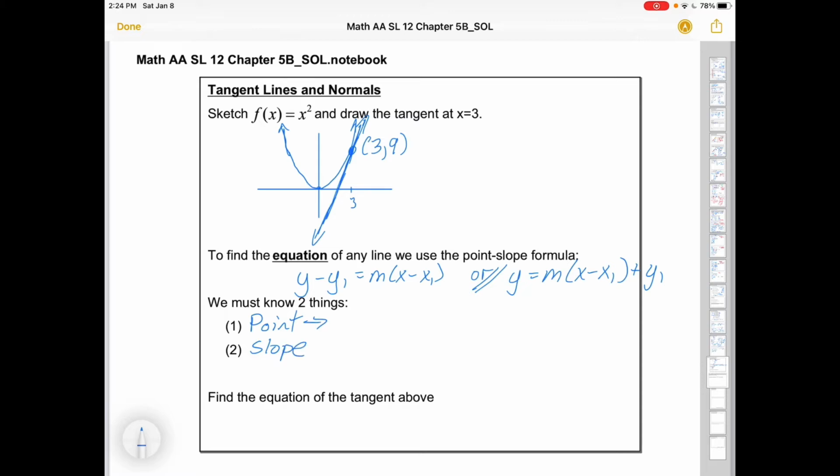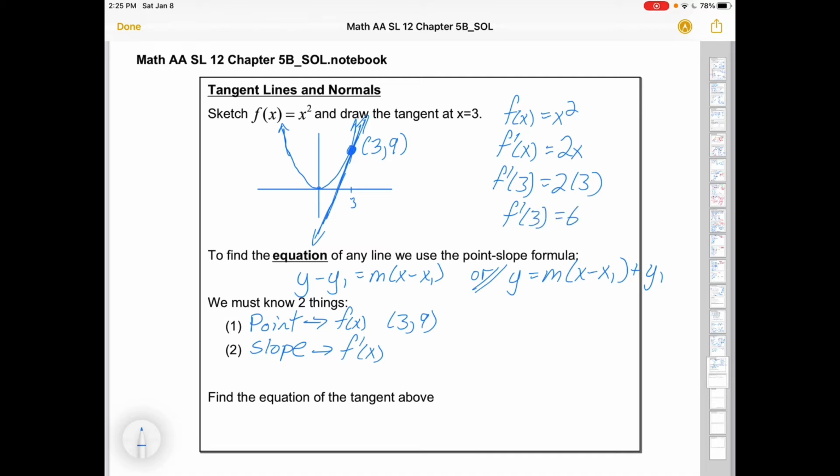So to find the point, we're going to use f of x to figure out the y value. To find the slope, we're going to use f prime of x, because that gives you slope. So on this curve, I already know that it has the point (3, 9) that I'm interested in. What I also need to figure out is what is the slope at x equals 3. So to do that, I'll think about f of x, which is x squared, and its derivative, which is 2x to the 1, or just 2x. That's its slope anywhere. At 3, its slope would be 2 times 3, or 6. So now I know that the slope, which is m, is 6.